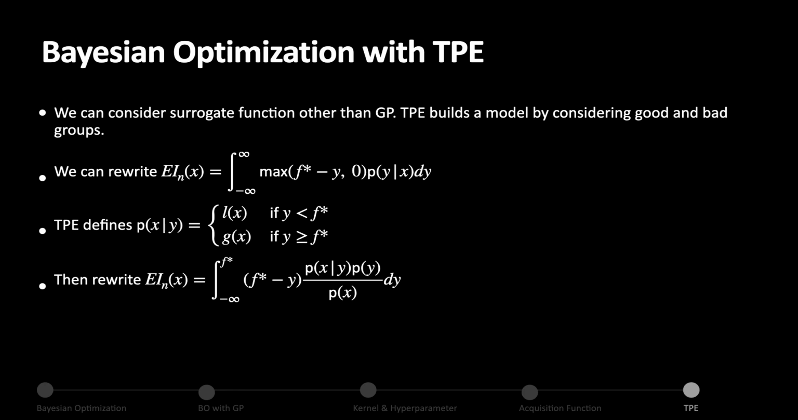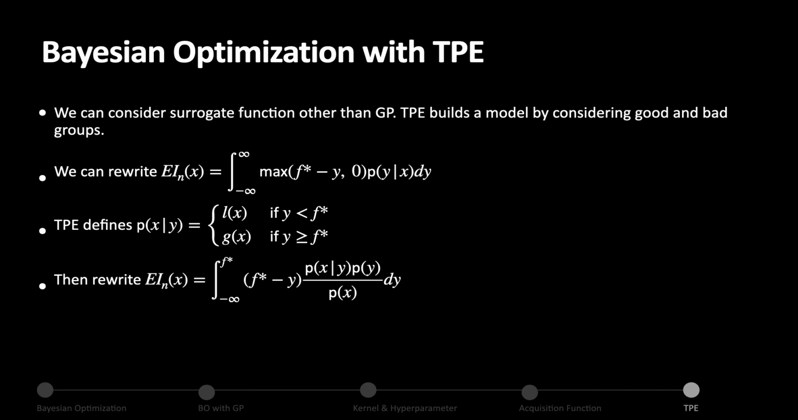We can consider surrogate functions other than GP. For example, TPE builds a model by considering good and bad groups. Here we will use the acquisition function EI to explain Bayesian optimization with TPE.